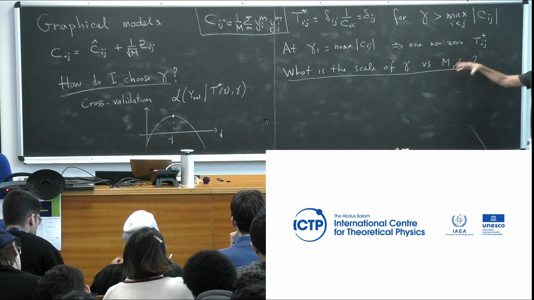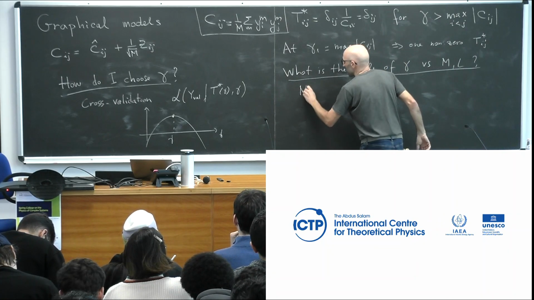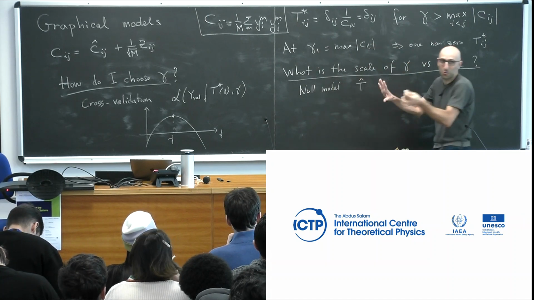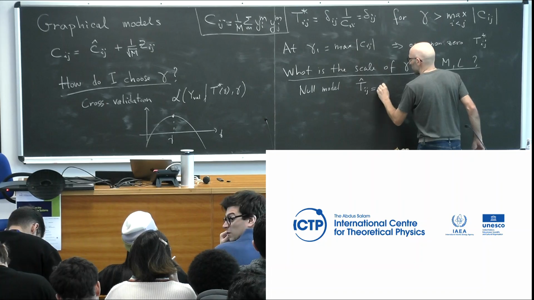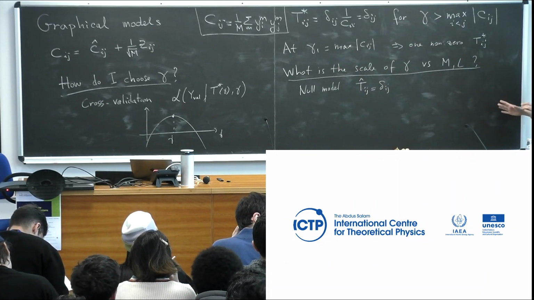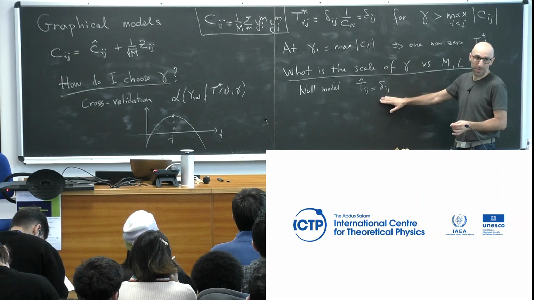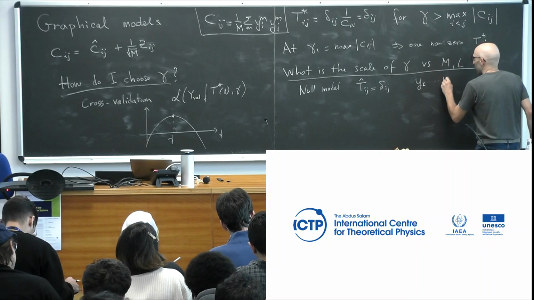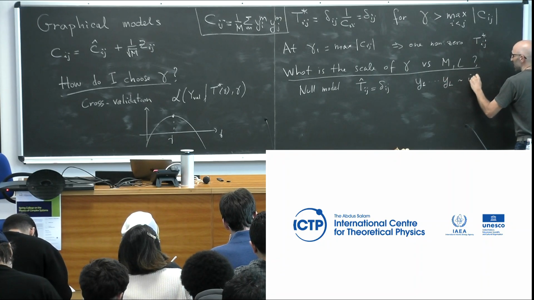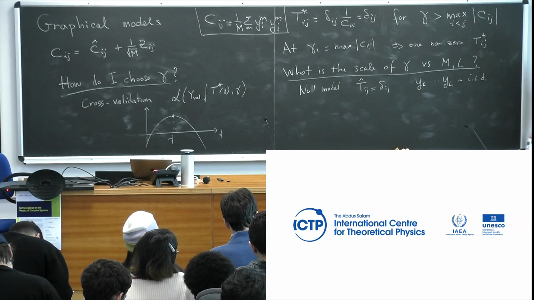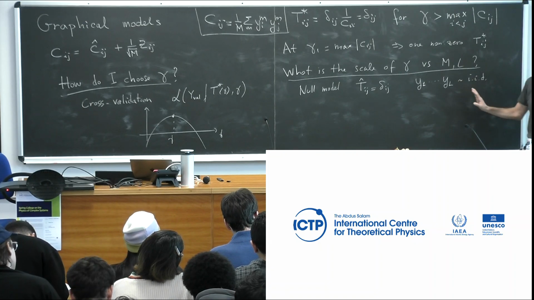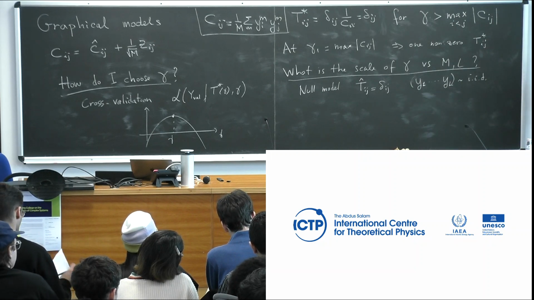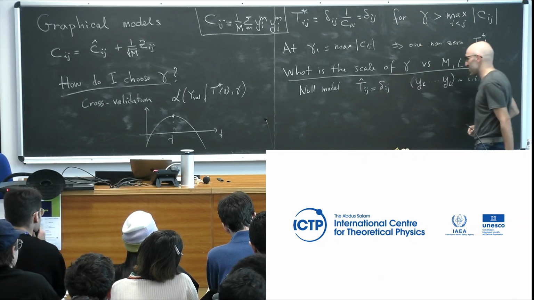So to have an idea, let's look at a null model. Let's assume that t hat, the true one, ij, is equal to delta ij. So I generate the data with the identity matrix, which means my variables y1, ..., yL are just IID Gaussians with zero mean and unit variance. So they are all independent, okay? All the components of the vector y are independent. So there is no graph, there is nothing. This is my null model, there is nothing to infer.